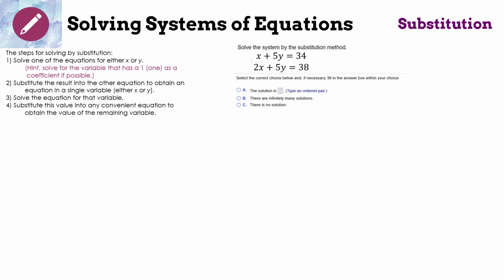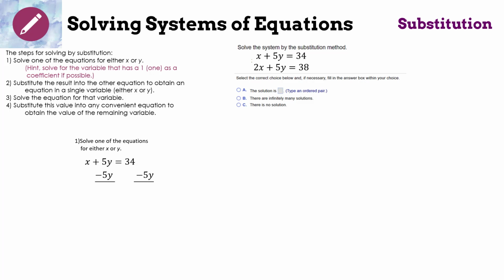Solve this system by the substitution method. We have x plus 5y equals 34, and 2x plus 5y equals 38. Now the first thing we want to do is solve for either x or y. When I look at my two equations, I have x plus 5y equals 34, and I have 2x plus 5y equals 38. Which one of these has a 1 as a coefficient? Do I have a 1x or a 1y? We do. And it's in this one, x plus 5y equals 34. This is the easiest one to solve for because we're not going to divide anything.